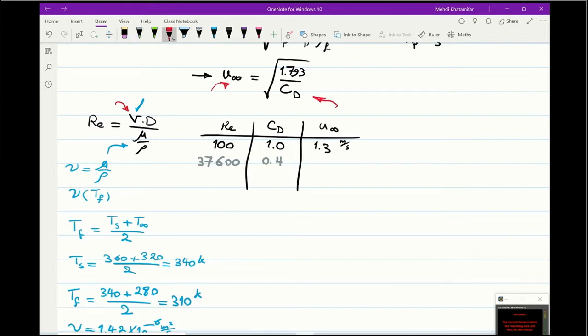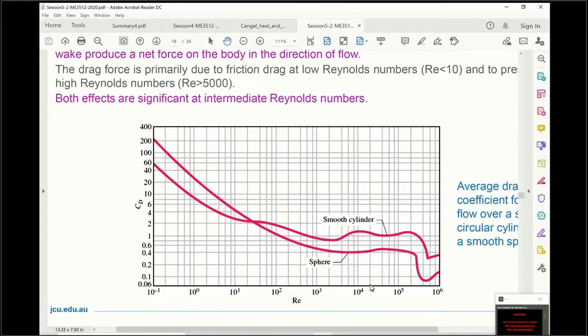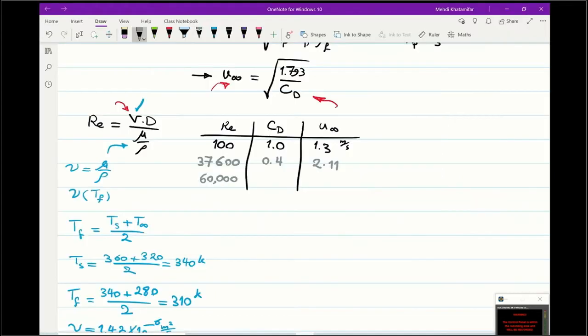Using this formula, I can get the velocity. If you do the calculation for velocity, it's going to be 2.11 meters per second. Again, I'm going to repeat this. Put this velocity inside the Reynolds number formula. If I do that, this time it's going to be 60,000. So for 60,000, it's here. It's again almost 0.4 or 0.5. I'm going to say 0.41, for example.